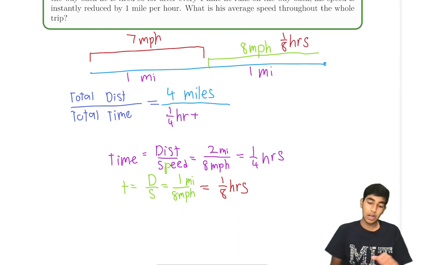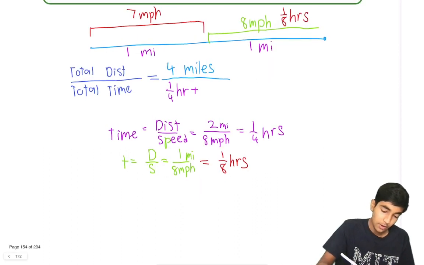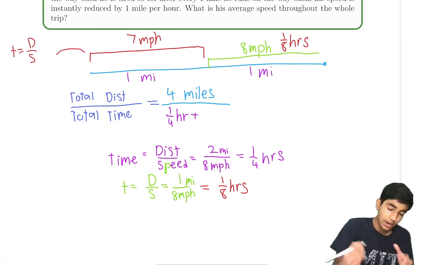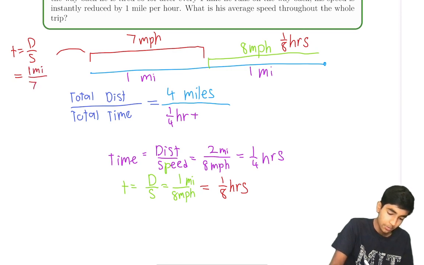Now what about for the red part? The red part over here, the time is distance by speed again, right? The distance is 1 mile, the speed is 7 miles per hour, so 1/7 hours.